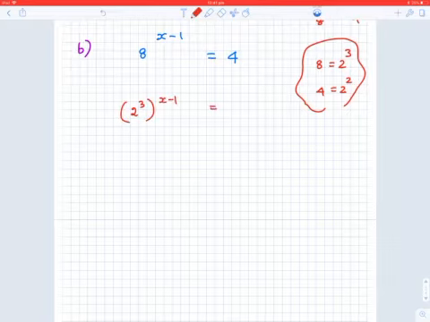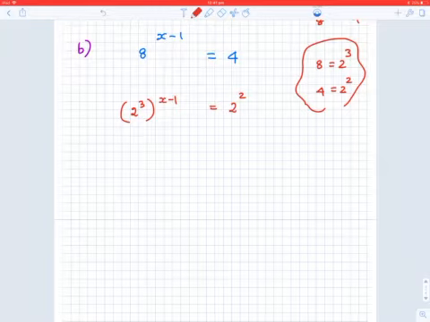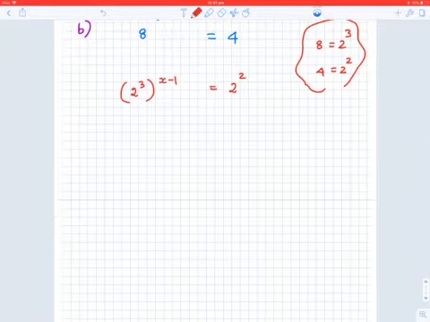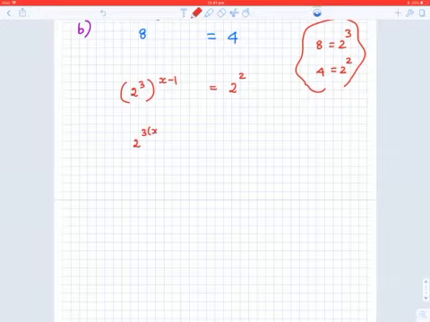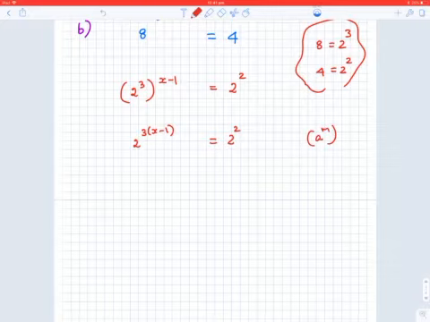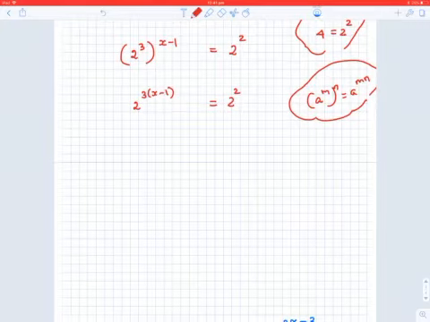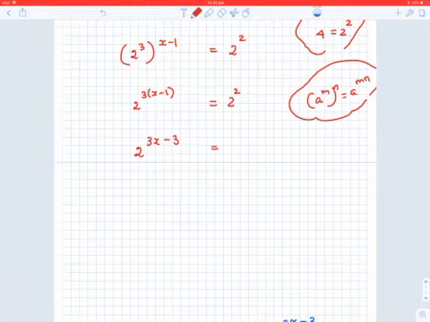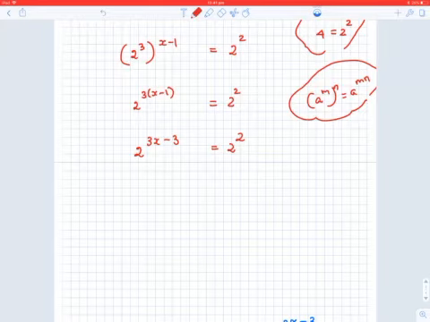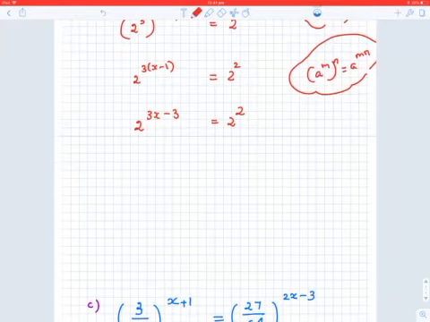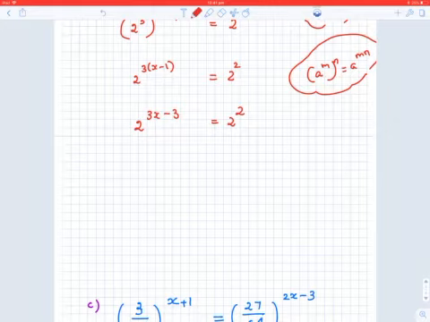So I'm going to rewrite the question. You're writing 8 as 2 cube, to the power x minus 1, equal to 2 square, because 4 is 2 square. Now I'm going to write this as 2 power 3 bracket x minus 1 equal to 2 square, because (a power m) power n equals a power mn. That formula we are using. So when you do that, 2 power 3x minus 3 equal to 2 square. Now I made the equation where the base is the same.